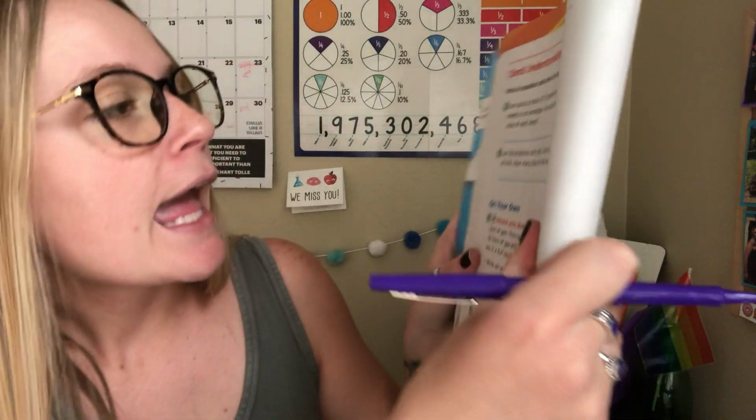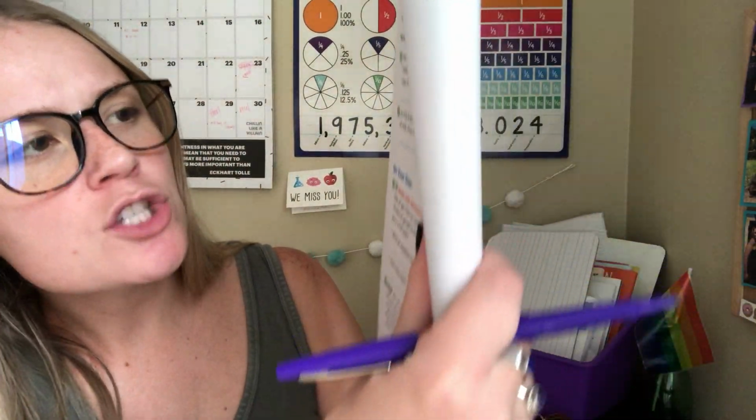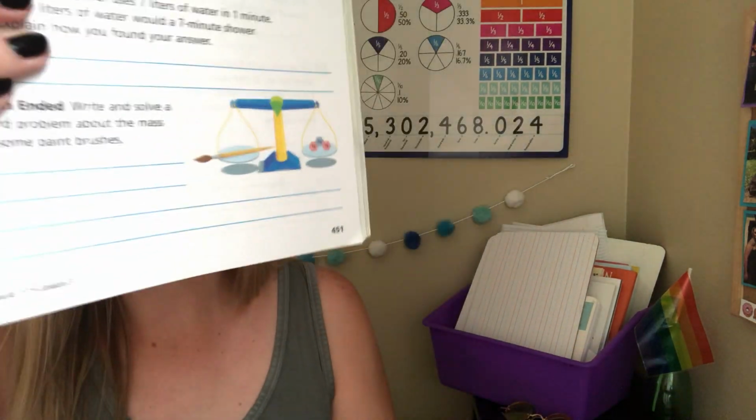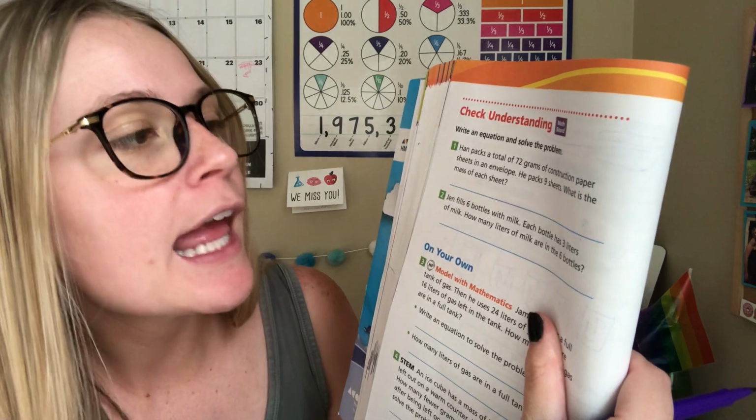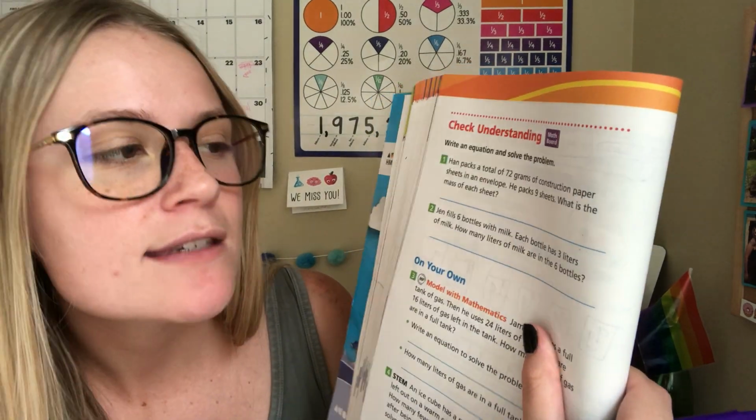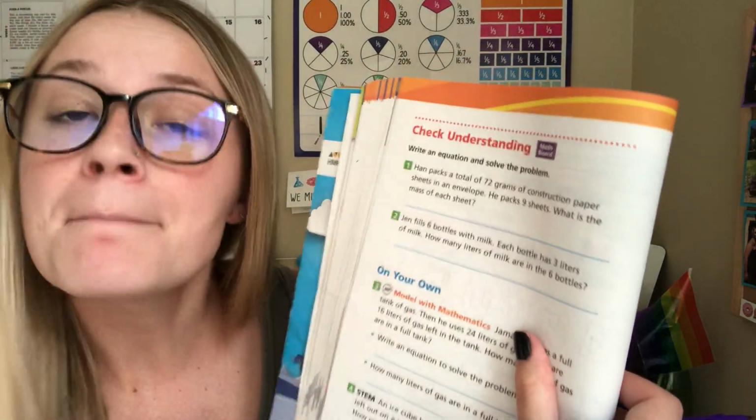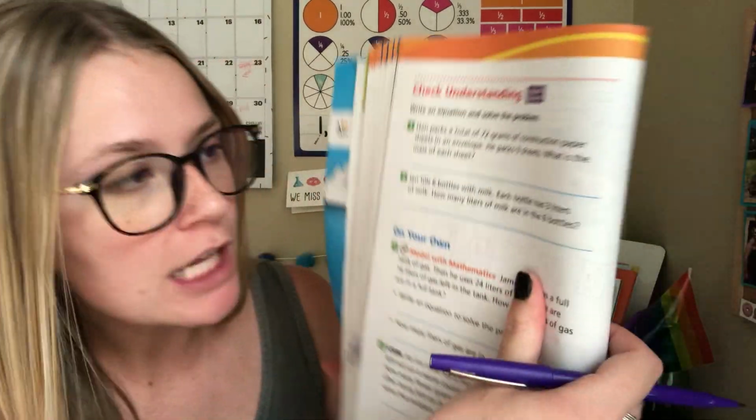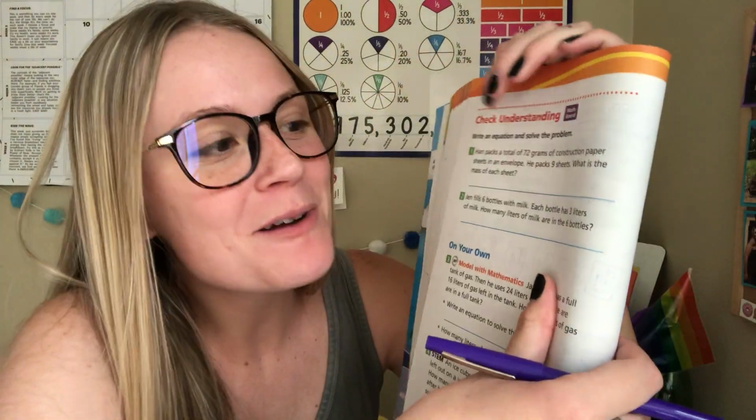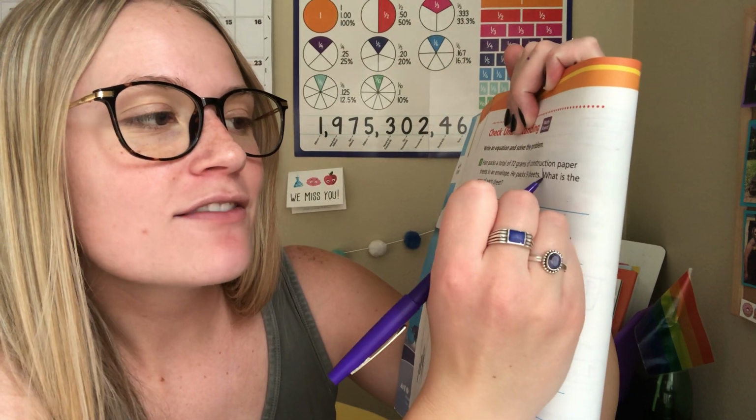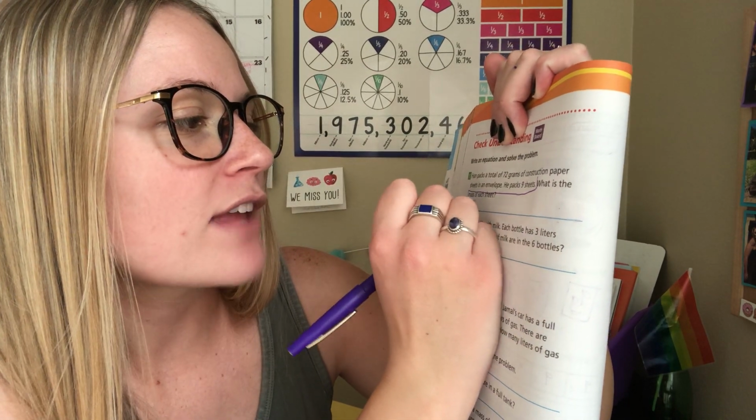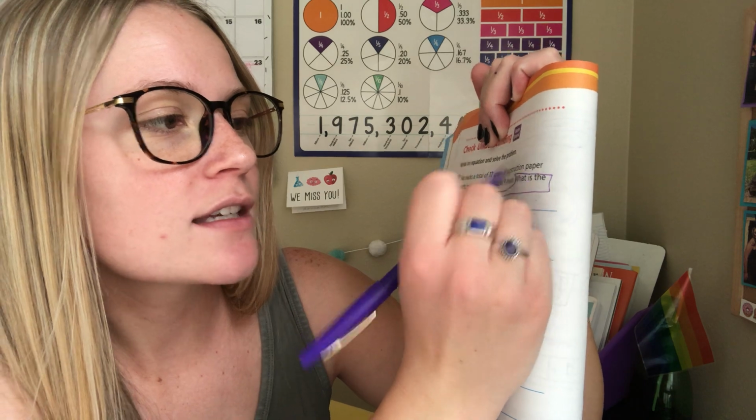It says, write an equation and solve the problem. Han packs a total of 72 grams of construction paper sheets in an envelope. He packs 9 sheets. What is the mass of each sheet? This is a story problem. So first question I ask myself, what do I need to find? I need to find what is the mass of each sheet.